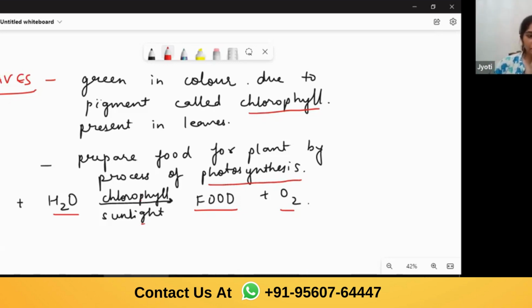So the leaves which we can eat, examples are like lettuce, spinach, mint, coriander, etc.